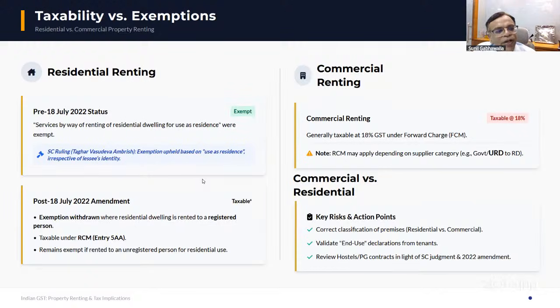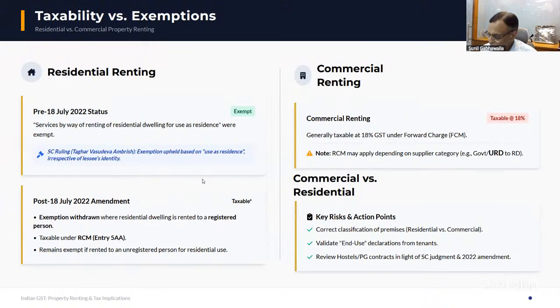So prior to 18 July 2022, whatever controversies were there would get settled because of this decision, and post 18 July, because of the amendment, I think the matter is now reasonably clear as far as the residential renting aspect is concerned. As far as commercial renting is concerned, it has always been taxable at 18%, and naturally the tax is generally levied under forward charge mechanism. Of course, if there is a government supplier renting a property to a business entity, then there is a reverse charge mechanism which has always been applicable, like in many other government services.